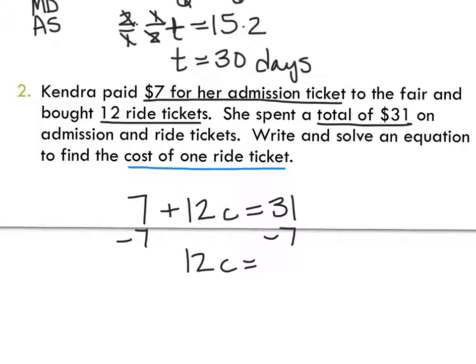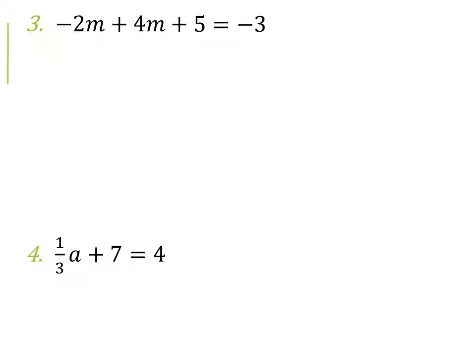And so I get 31 minus 7 is 24. And then I have 12 times C, so I need to undo the times, so I'm going to divide by 12, and I get C equals 2. So each ticket cost $2. Again, I want to add a little bit more information to that. Let's move on to some other problems that are non-word problems.